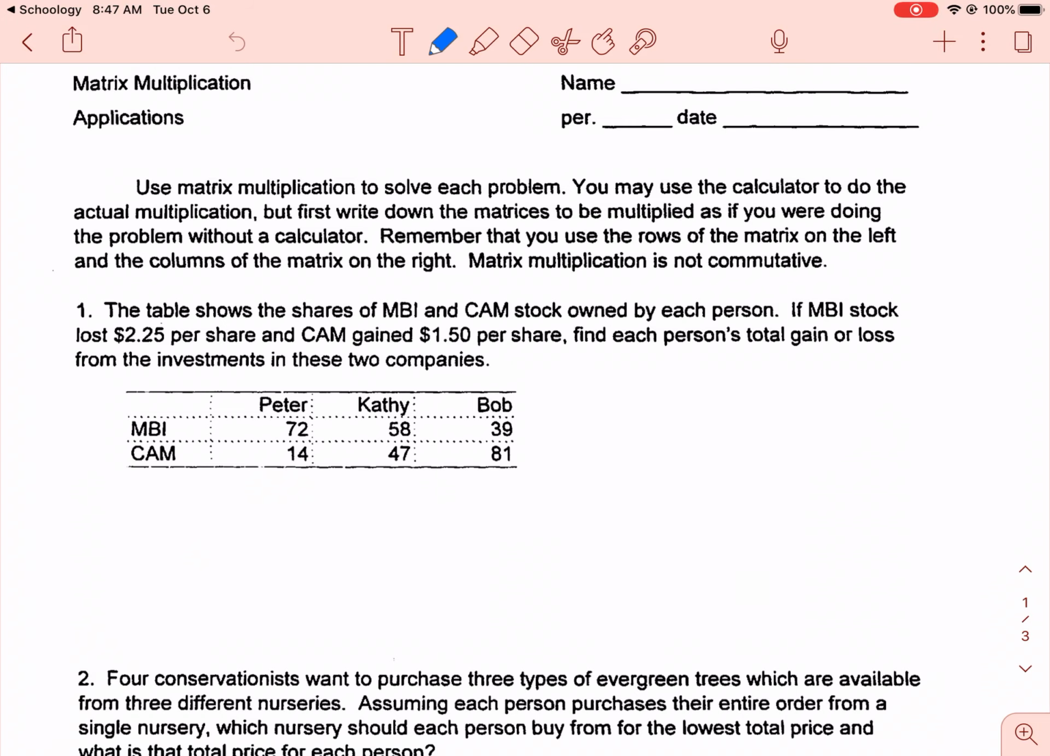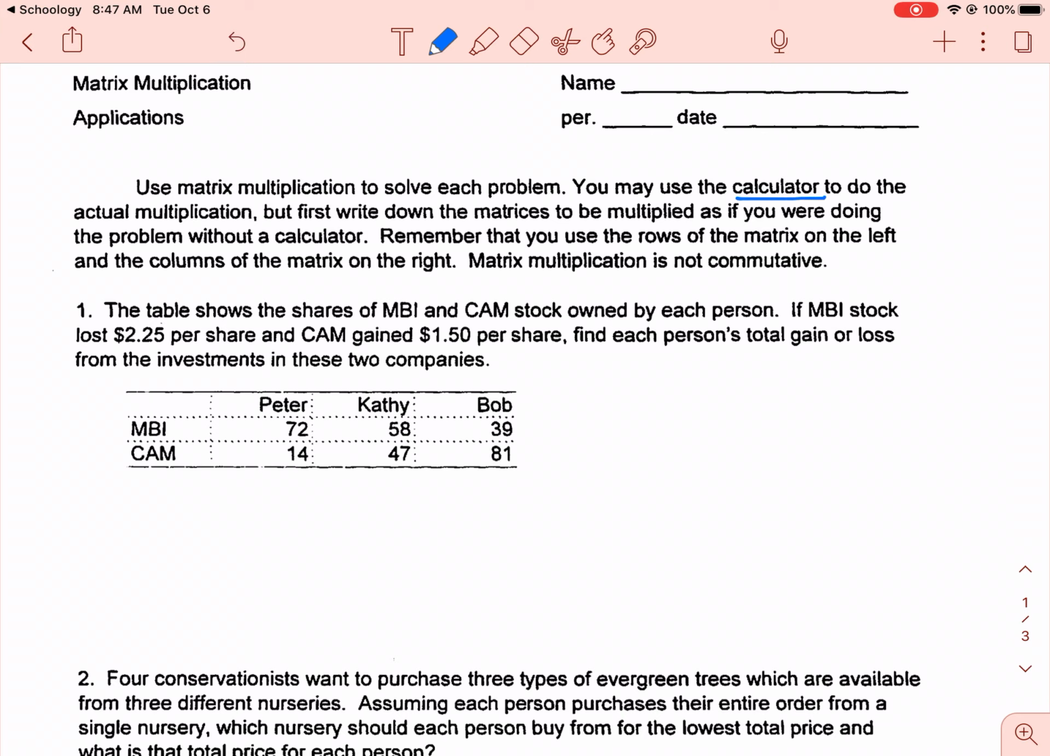Hi, Honors Algebra 2. This is matrix multiplication application problems, day 17. So the big thing today is we're going to use matrix multiplication to solve each problem. We may use a calculator to do the actual multiplication.